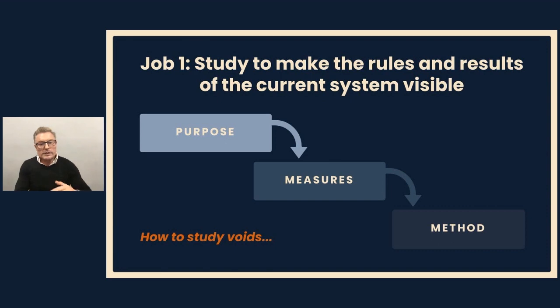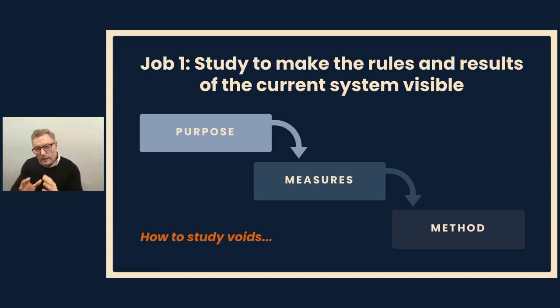So if we're going to start by studying, the first thing we have to be clear on is, what is the purpose of the void system from the customer's point of view? I'm going to go into this in a second. Second, we have to have measures related to purpose. Therefore, we know how we're performing.